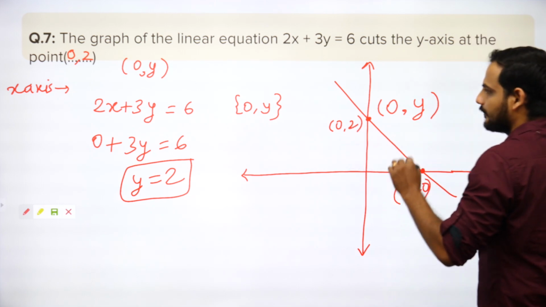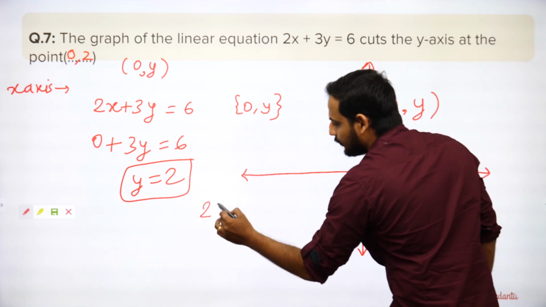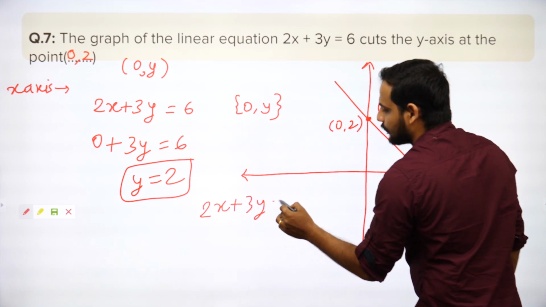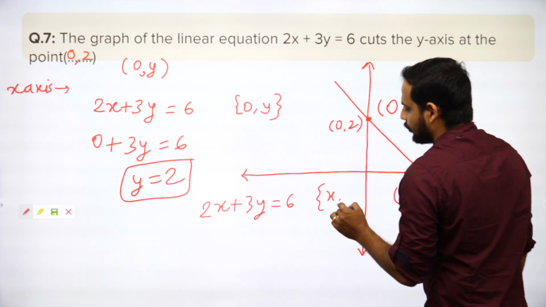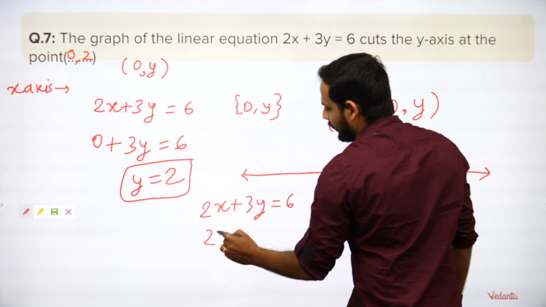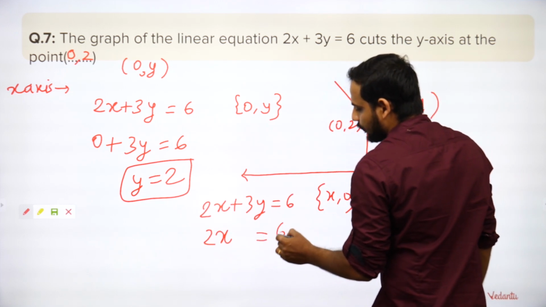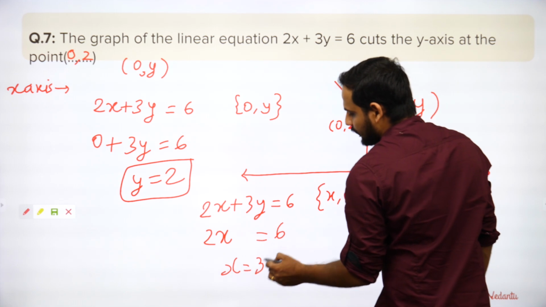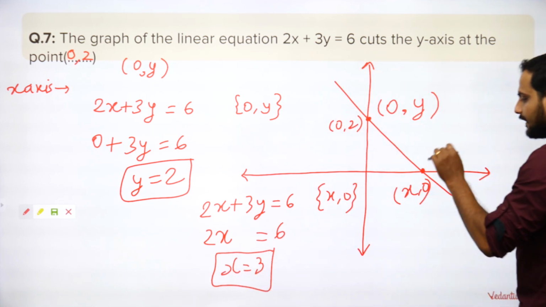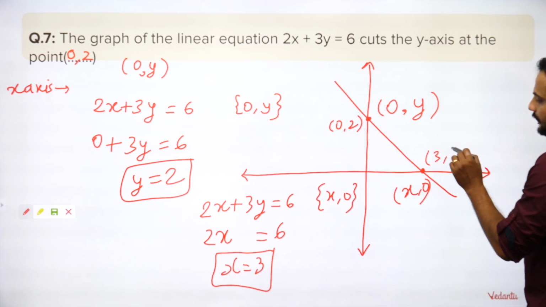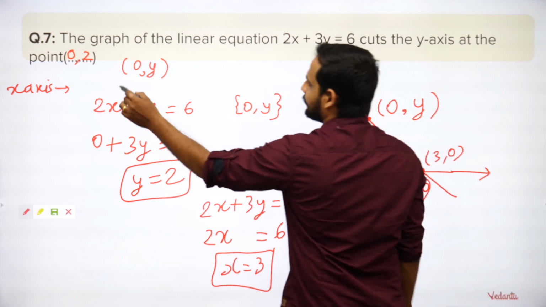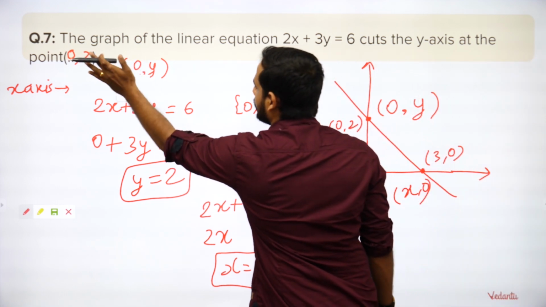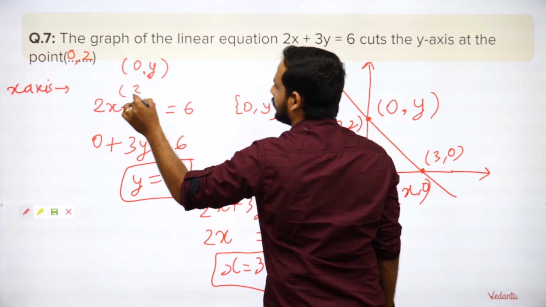So for the x-axis what will we be doing? In this equation 2x plus 3y is equal to 6, we will be putting (x, 0). So 2x plus 3 into 0, which is 0, is equal to 6. That means x is equal to 3. That means this line is cutting the x-axis at (3, 0).